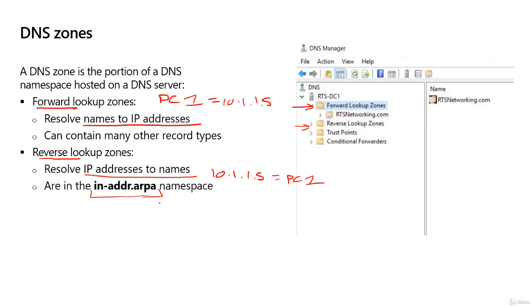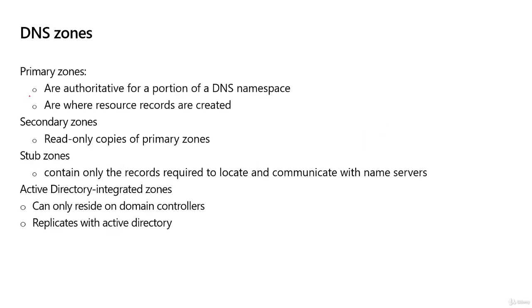Now we want to look at the different types of zones we can create within each forward and reverse lookup. There are 4 types of zones we can create. One is a primary zone. A primary zone is authoritative for a portion of DNS namespace, and it's where all your resource records are created. A primary zone goes hand in hand with a secondary zone. A secondary zone is actually a read-only copy of a primary.